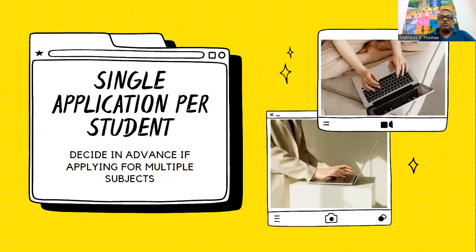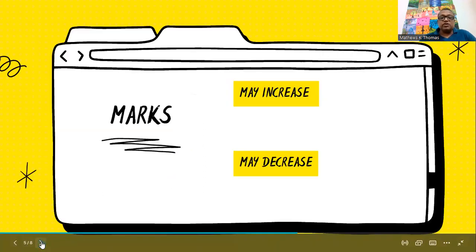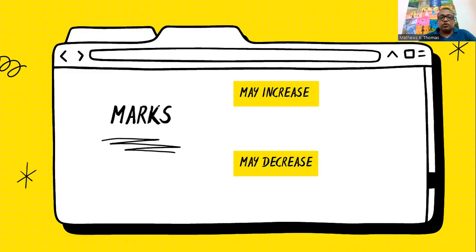Only a single application will be entertained per student. So if you decide that you have to apply for multiple subjects, please think in advance. Not that today you are thinking that I will apply for one and tomorrow you are going to apply for another. They are not going to allow that. There will be a single application per student. So please decide in advance if you are applying for multiple subjects. If you are applying for only one subject, fine. But if you think that you are applying for multiple, think in advance. You cannot apply on a day-to-day basis for different subjects. So please make sure which are the subjects that you want to get reevaluated or the photocopy.